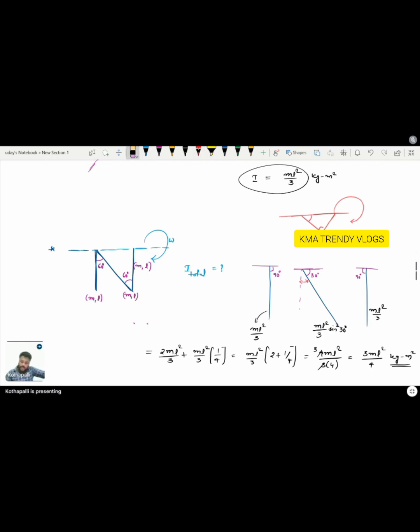Understand? Or perpendicular distance to the rod, like this. Okay, if you go this side, it won't be perpendicular in any case. It won't be any perpendicular distance. So the chance will come on the other side.